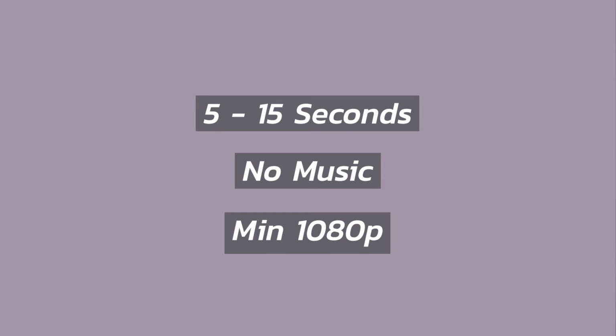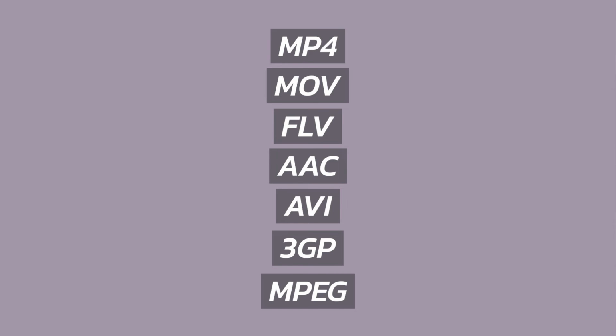I'm going to show you a couple ways that you can simply and quickly create a video that you can put up on your Etsy listings. But first, let's go over some of the specifications that these videos need to follow. As of recording this video, the video should be 5 to 15 seconds long, should contain no music, should be at least 1080, and should be formatted as one of the following: MP4, MOV, FLV, AAC, AVI, 3GP, or MPEG.